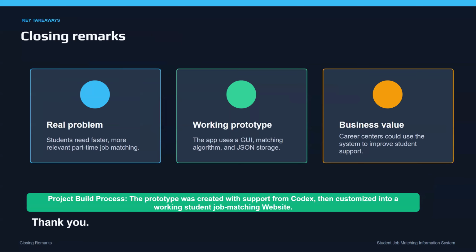And then we'll look at our closing remarks. So the real problem: students need faster, more relevant part-time job searching as they have to balance school and work. Our working prototype, the app, uses a GUI, a matching algorithm, and JSON storage. And for business value, career centers could use the system to improve student support. Students could just walk in and say that they're looking for a job, and career centers can just say, use this website right here, enter your preferences, and I'll recommend jobs based on those.